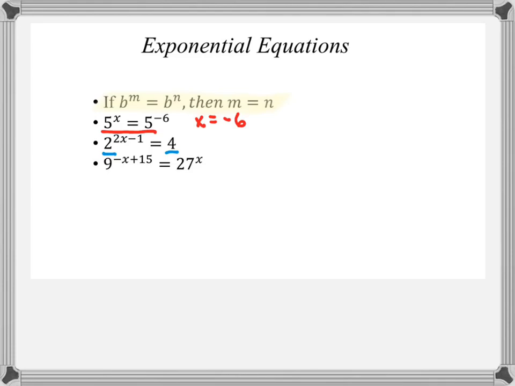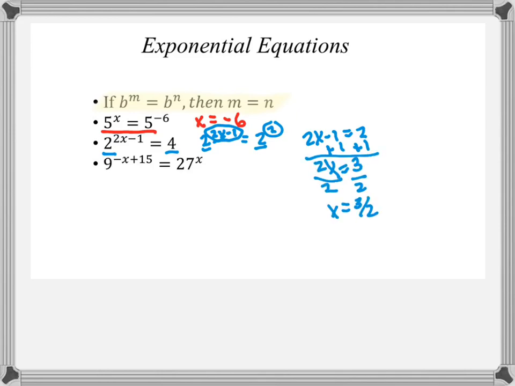For the second one, we have a base of 2 and a base of 4. They're different, so we can't go straight to using this property, but we can rewrite both sides so that they are powers of the same base, because I can write 4 as 2 squared. So I can rewrite this as 2 to the 2x minus 1 equals 2 squared. Now we have common bases of 2. I can ignore them and set the exponents equal. So 2x minus 1 equals 2. I can solve this for x. I can add 1 to both sides. 2x equals 3. Divide both sides by 2, and x equals 3/2. So that's our solution to the second one.